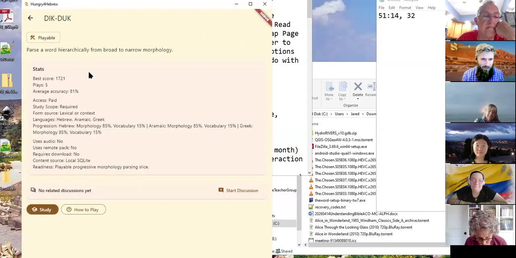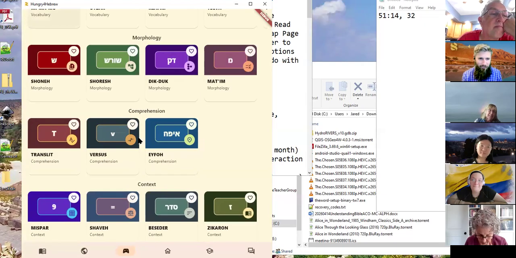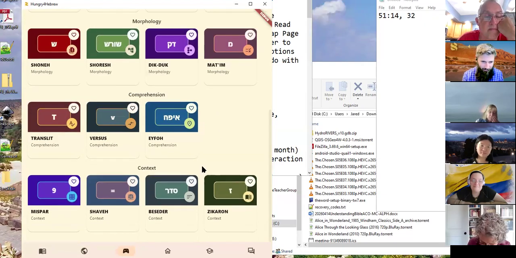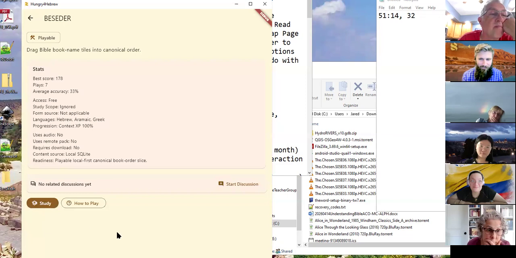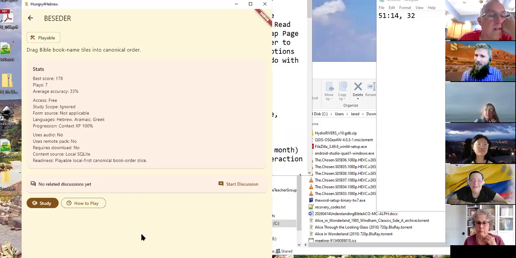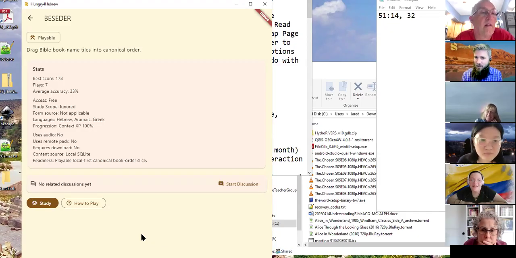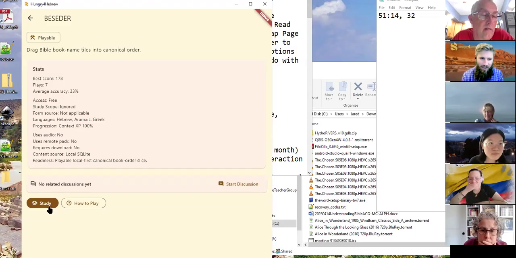Anyway, it's hard to come up with really fun language games, but here's one. Beseder. What's the word beseder? Beseder would be like in order, but it's used in Hebrew to mean like, all right, okay, everything's in order. Seder is the Passover Seder, the order of the Passover ceremony. So it uses the same root, but here the word beseder means in order.